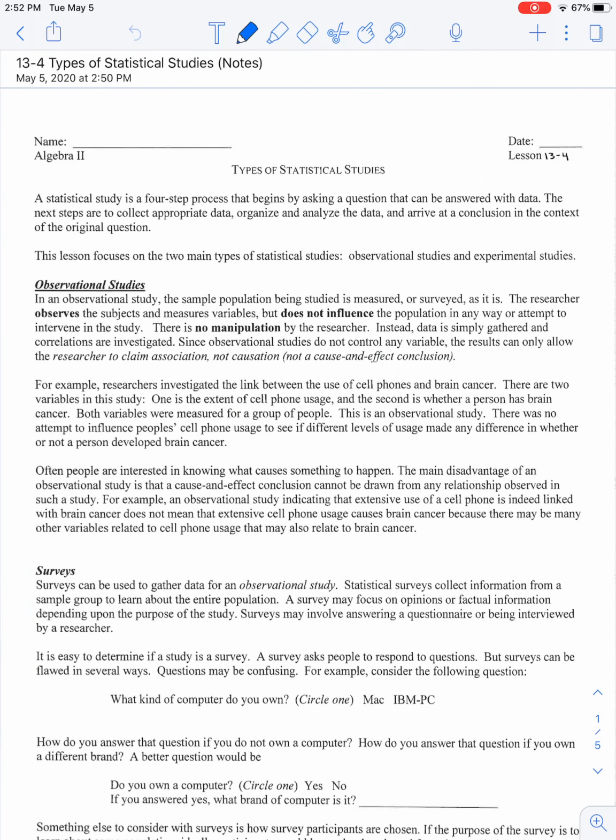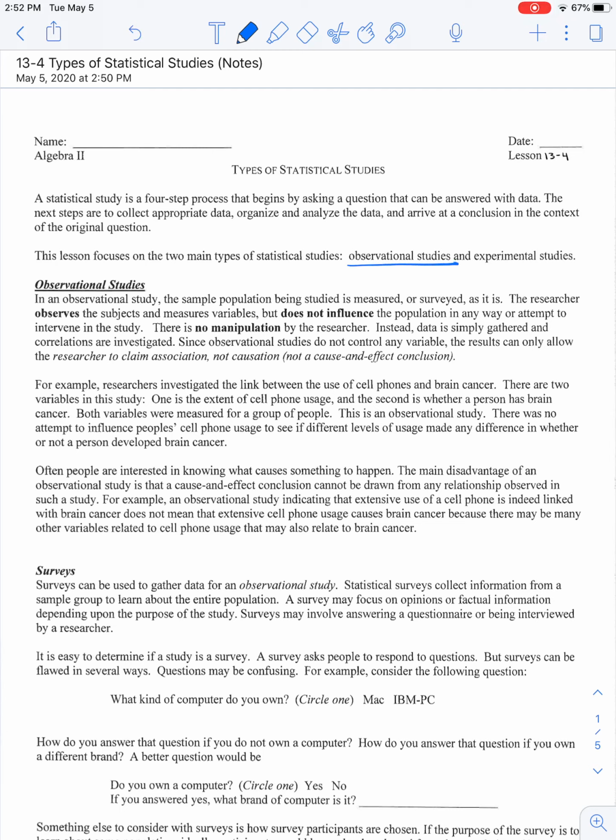Hi everybody, today I'm going to teach you lesson 13-4, types of statistical studies. So there are two main types of statistical studies. The first type we're going to talk about today is what's called an observational study.